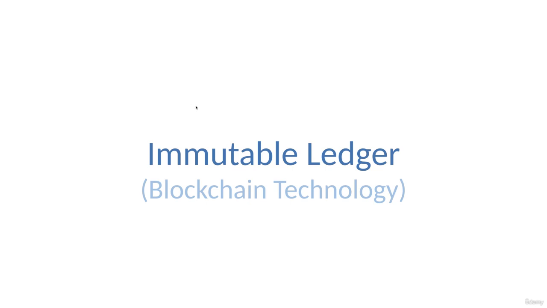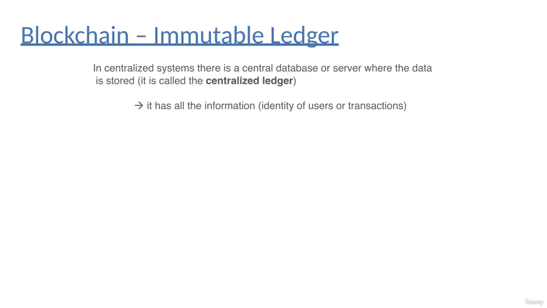In this lecture, we are going to talk about immutable ledger. So first of all, let's talk a bit again about the centralized system. In a centralized system, there is a central database or central server where the data is located. It is called the centralized ledger.